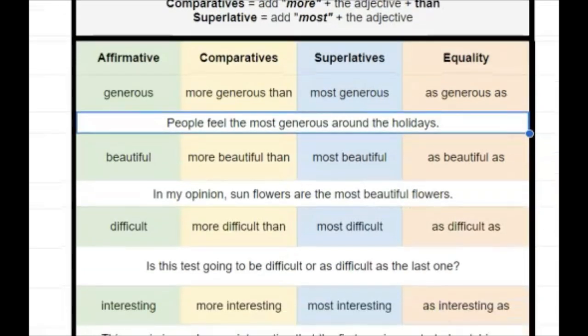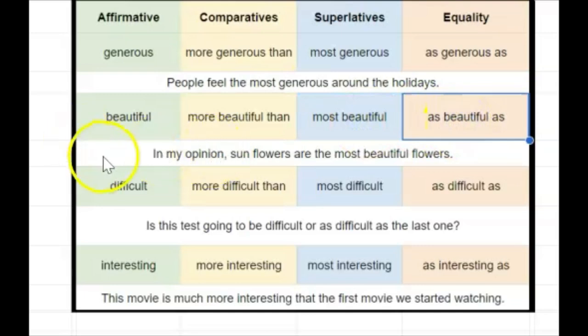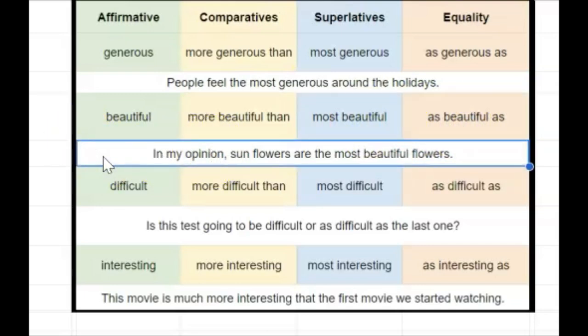The second example in this category of a multi-syllabic word, meaning 2 or more syllables, is beautiful. Beautiful has 3 syllables, doesn't end in Y, so more beautiful than, most beautiful, and as beautiful as. In my opinion, sunflowers are the most beautiful flowers.